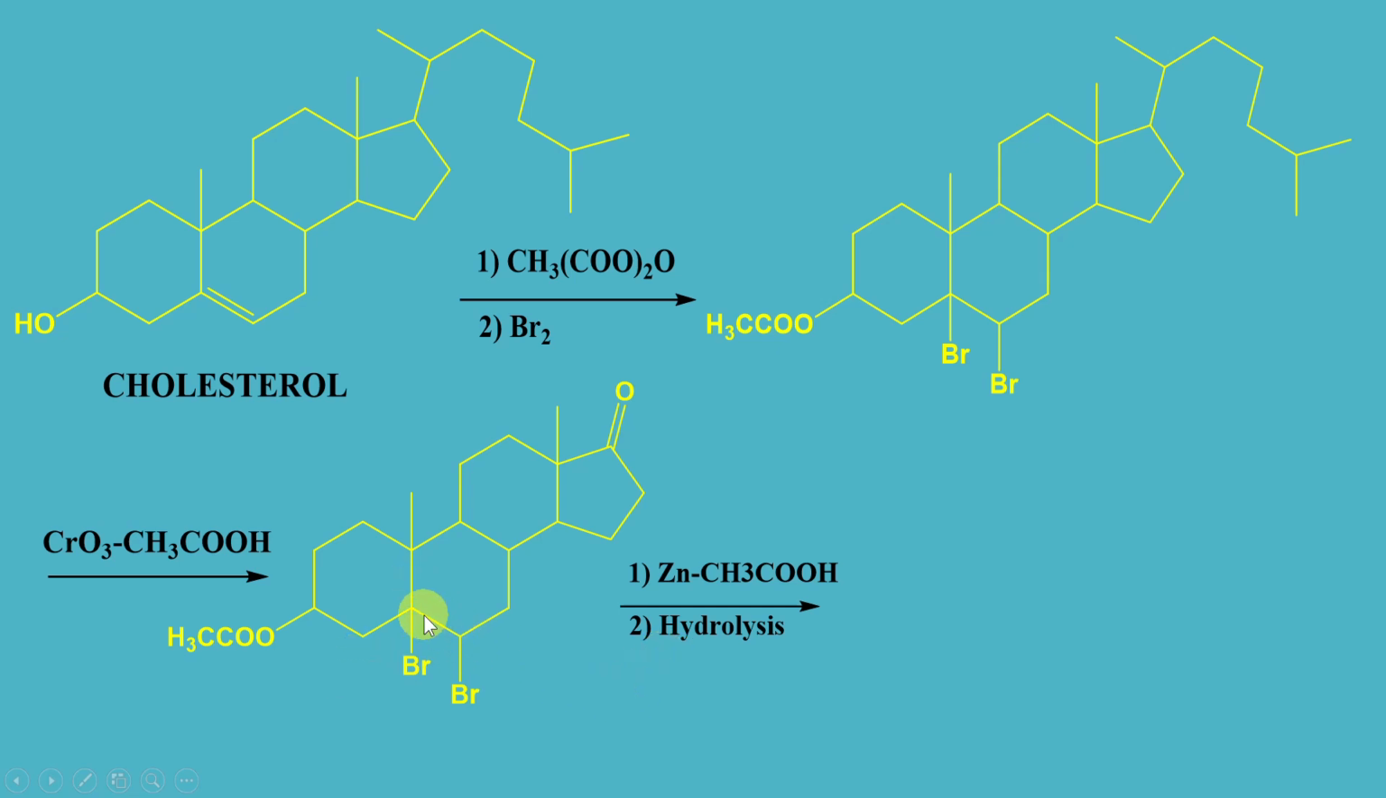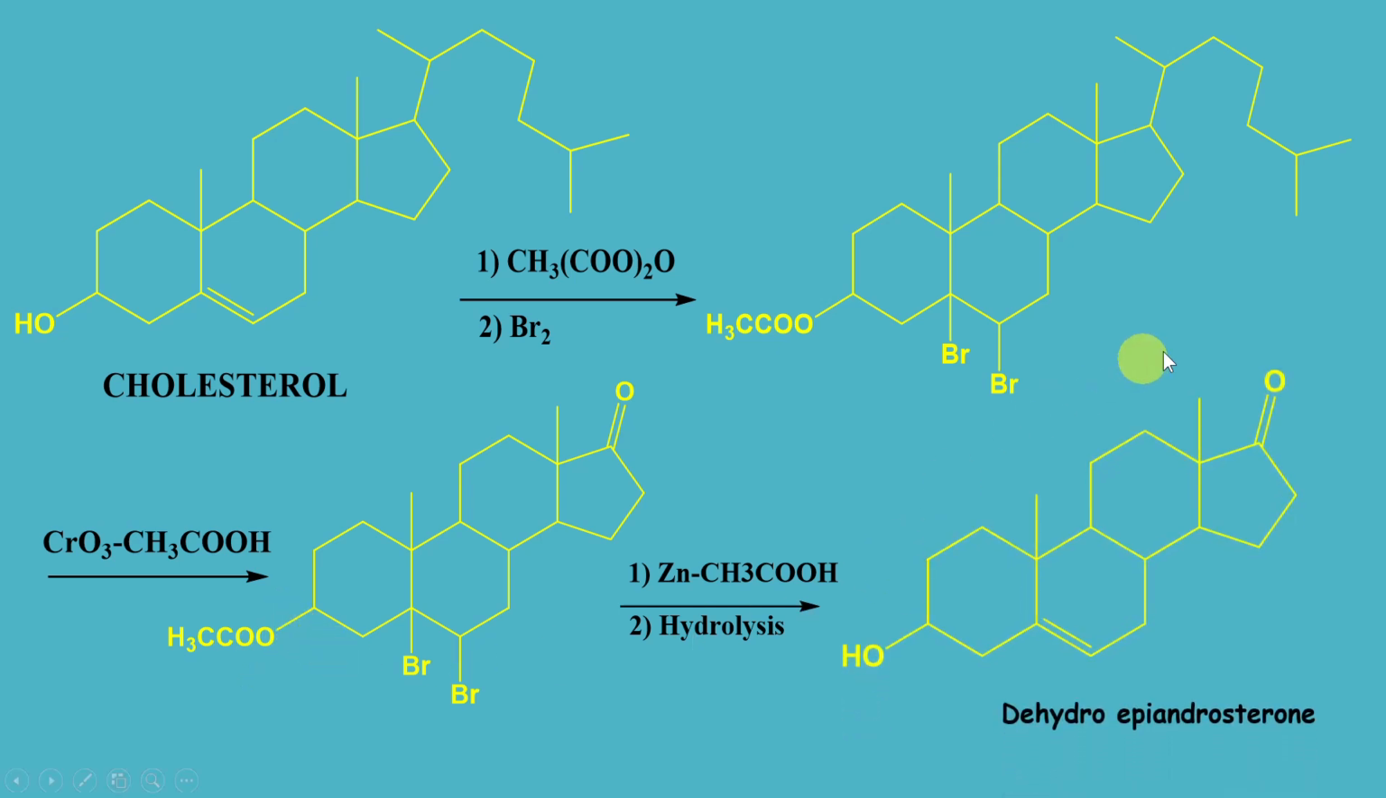Then hydrolysis of this unsaturated compound takes place, thereby this acetate group gets hydrolyzed to OH group. Thereby the corresponding alcohol is produced. The structure of that molecule can be represented like this. Here debromination first takes place to form this carbon-carbon double bond. Then the acetate group gets hydrolyzed to form an alcohol.